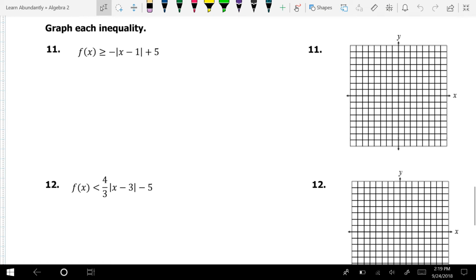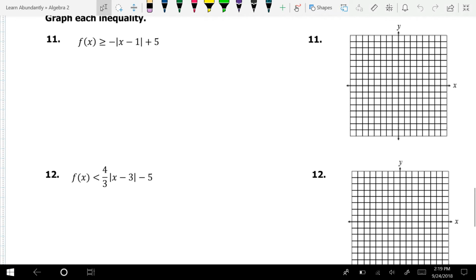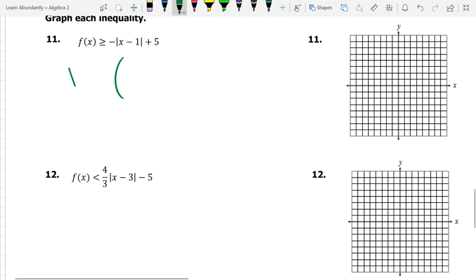Last two questions are inequalities on this one, and they're both absolute value functions. So we need to be able to graph our inequalities. We're going to try to use our transformations to do that. I can see the vertex because this is in vertex form. The vertex is going to be at +1, +5.